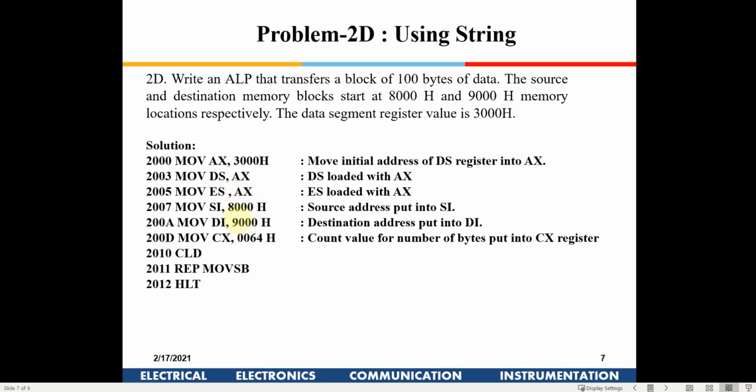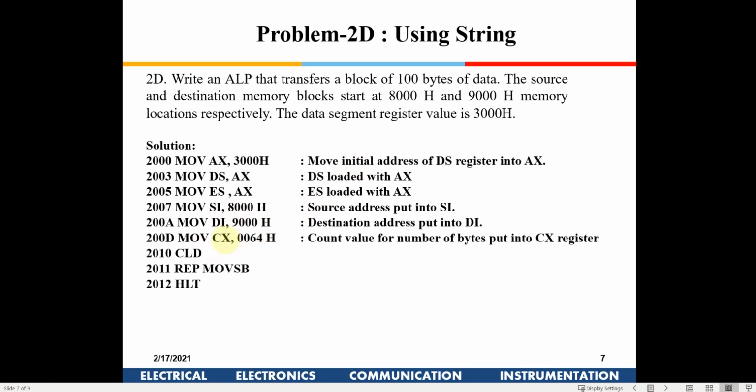So now in this case 9000, it will take ES, but since in ES we have already loaded the same data segment value, it will accordingly calculate the physical address. So it will calculate the same physical address out here, so you can do that.